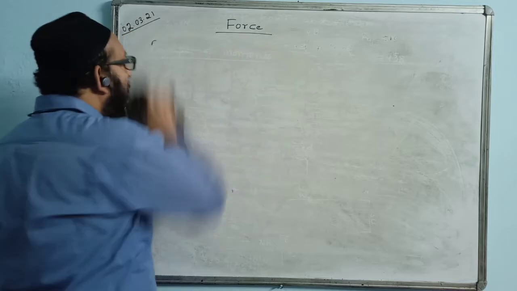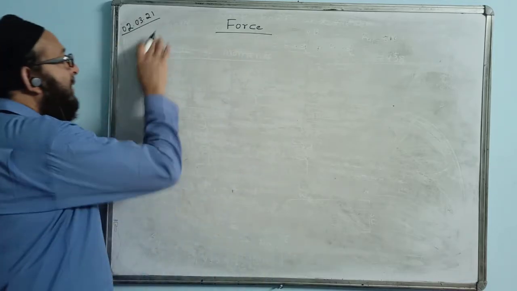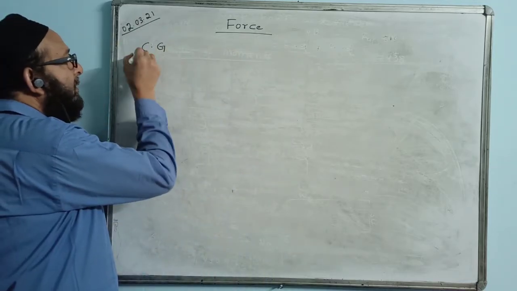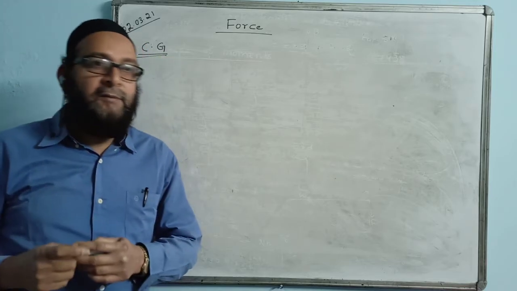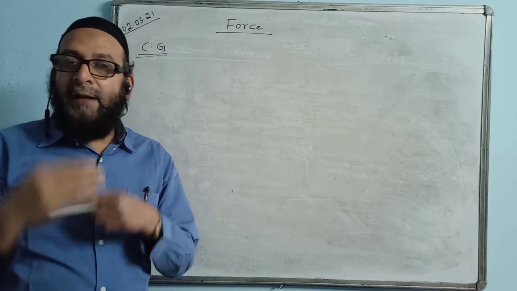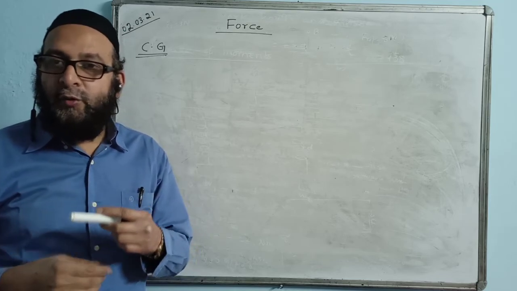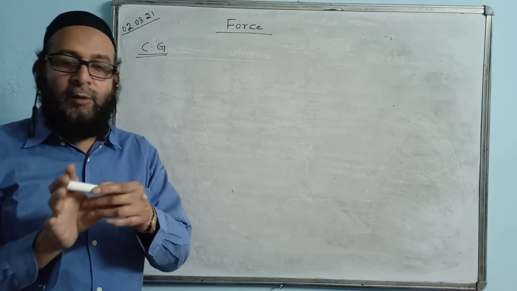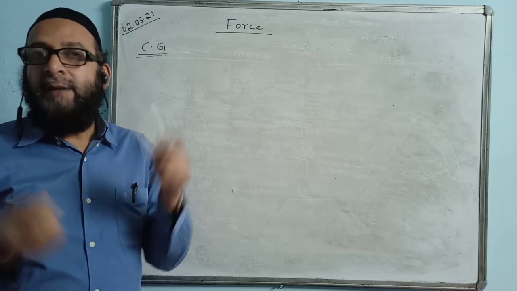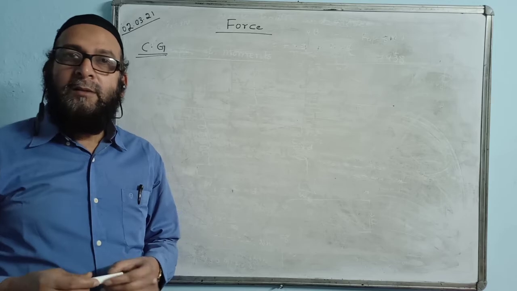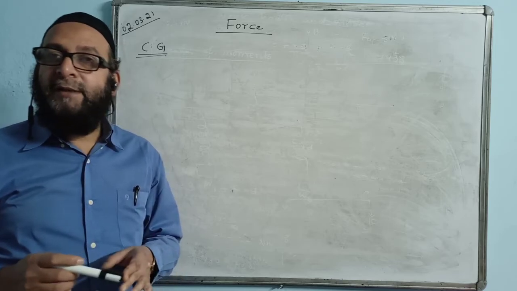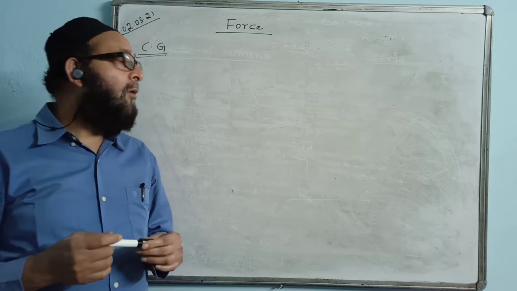Okay. Now the next topic we have is center of gravity. What is center of gravity? It is the point at which the entire weight of a body is supposed to act. The weight of the body will be acting at a point, and that point is called the center of gravity. Now, how do we find this?